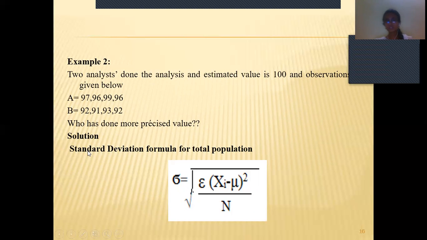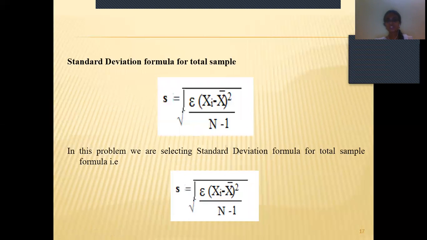If we see the solution, the standard deviation formula for the total population: if we take a class, in the class there will be many students. In order to calculate for the total number of students present in the class, we have to use the formula for the total population, that is sigma equal to square root of sum of (xi minus mu) whole squared by n. So this is the standard deviation for the total population.